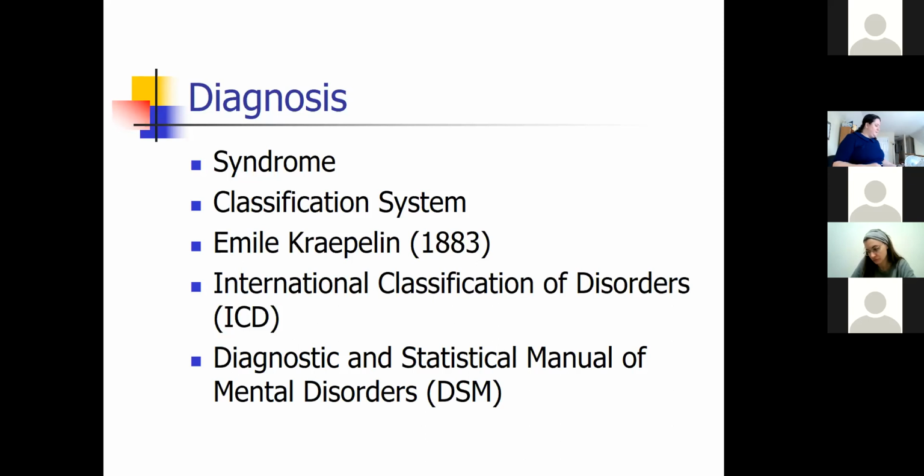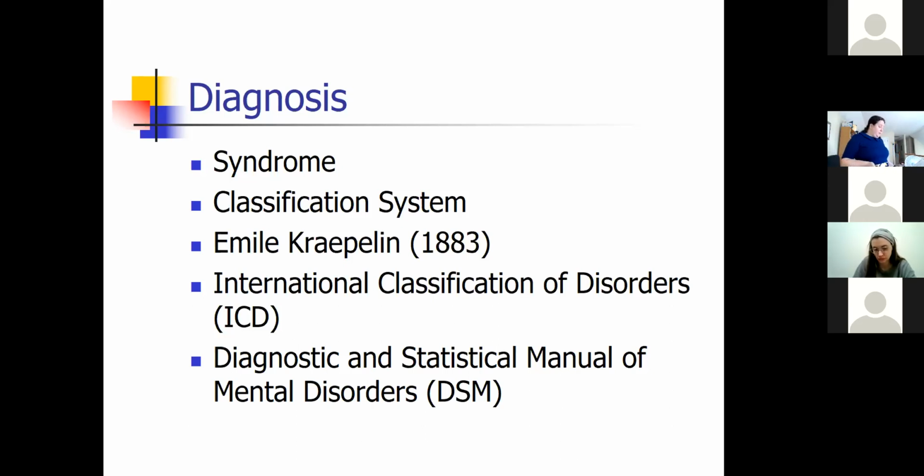So the very first classification system was developed in 1883 by Emil Kraepelin. We'll talk about him more when we talk about schizophrenia. His work influenced both the International Classification of Disorders, or ICD, and the DSM, or the Diagnostic and Statistical Manual of Mental Disorders. The DSM is what we use here in the US. It's used pretty frequently in other places worldwide as well. But the ICD is obviously the international standard.